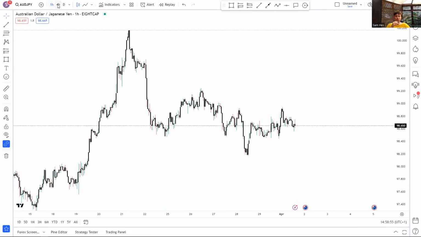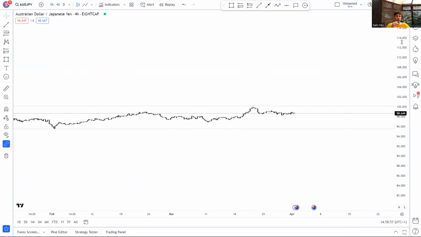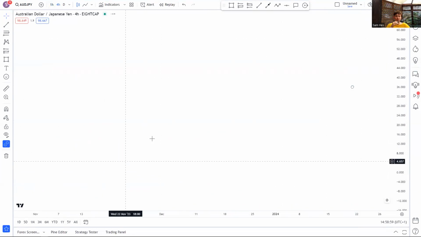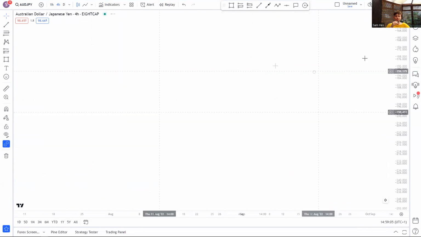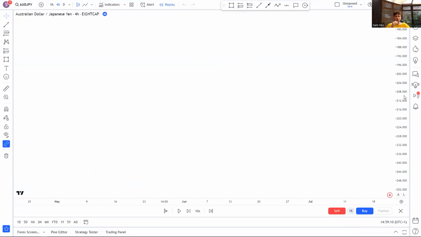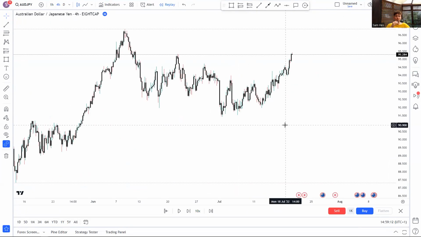Here we go. So we're going to minimize it down. We're going to go to the 4 hour, minimize it right down, and we're going to go back around a year. So something like that, just somewhere completely random where I have no idea what's going on. Okay, so here we are in July of 2022.